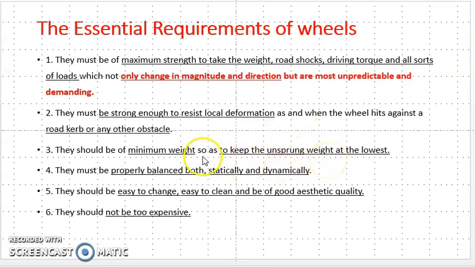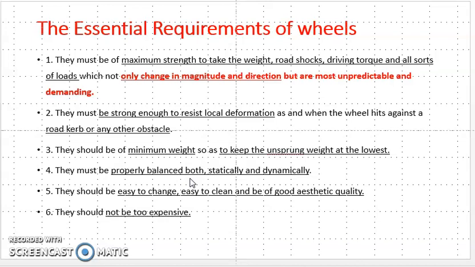So there should be minimum weight of these wheels, as well as it should be properly balanced, for static and dynamic balancing is required. Okay, means the wheel should be designed by considering static consideration and dynamic consideration. Means when the vehicle is stationary, it should be balanced. When the vehicle is moving, at that time also the wheel should be balanced.